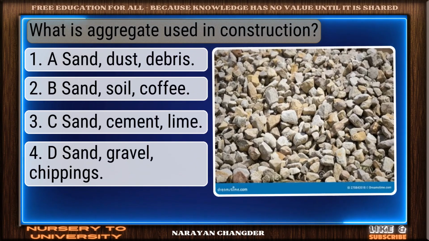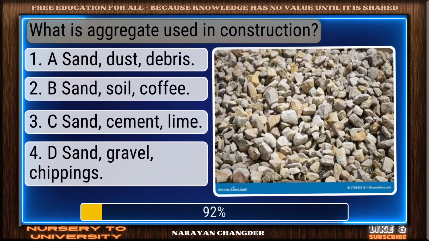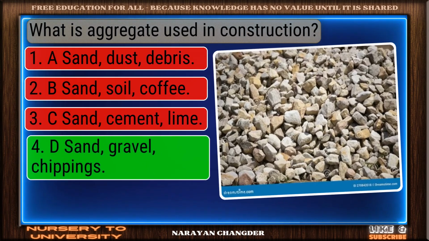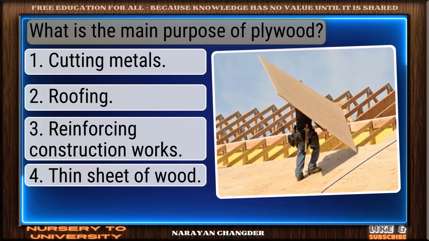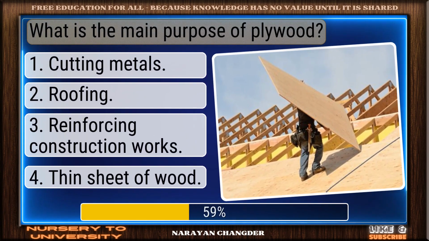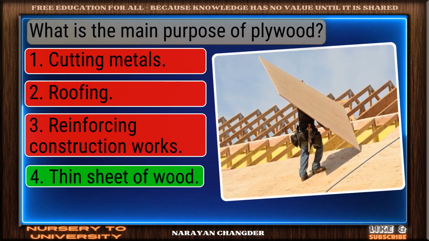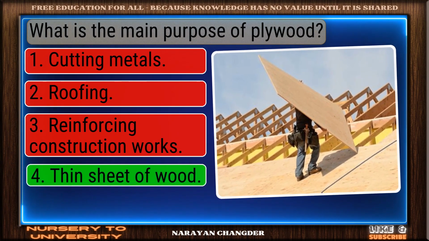What is aggregate used in construction? Nice work. You chose sand, gravel, chippings, and it is correct. What is the main purpose of plywood? Strong choice. Thin sheet of wood is the right answer.